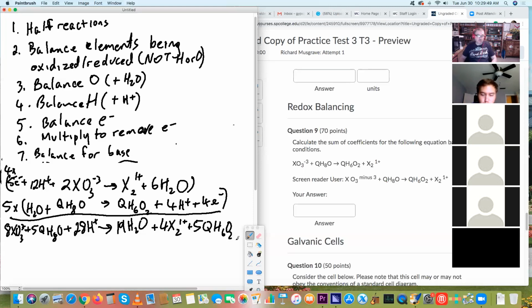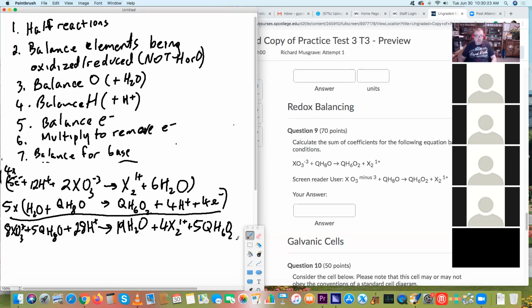Hydrogens, we have 40 plus 28, that's 68. And on the other side, we've got 38 plus 30, that's 68. So the hydrogens are okay. The charges, we've got negative 24 plus 28, that's plus 4. And on the other side, we've got 4 times 1, that's plus 4. So everything balances out here. So we know that that must be right.